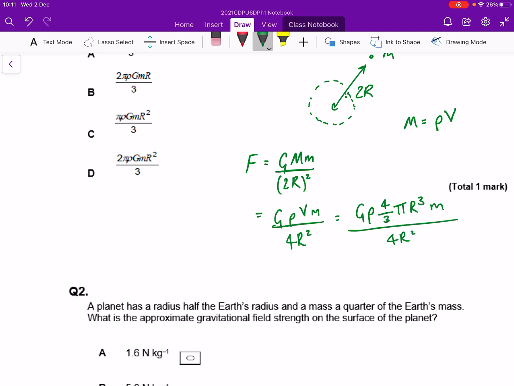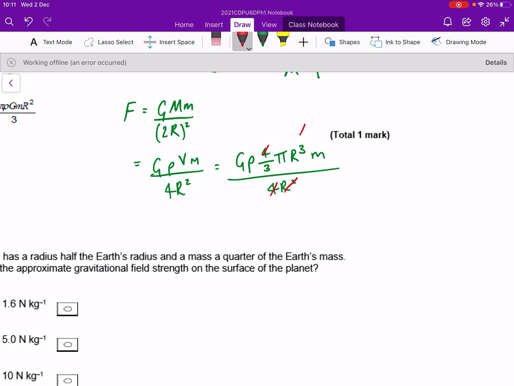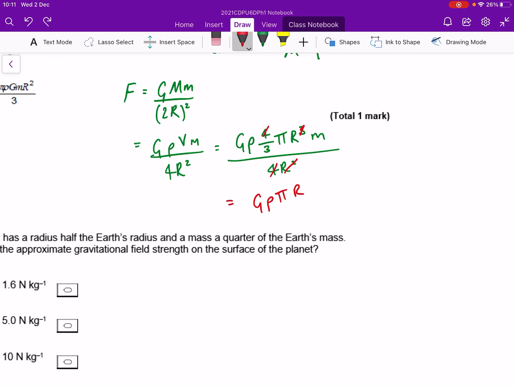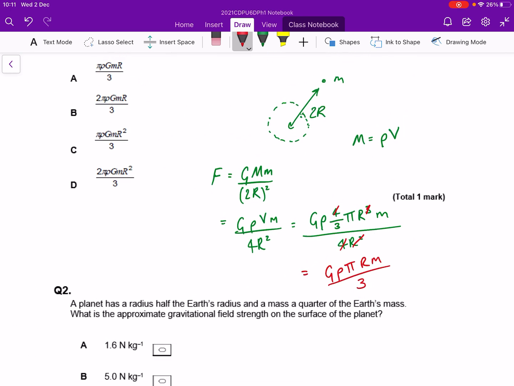Okay, so now we just need to tidy this up a little bit. We can cancel some stuff out. We can cancel that 4 and that 4. We can cancel the r squared with 2 of those. And then that's basically going to be our final expression, isn't it? So it's going to be G rho pi r m over 3. So which one of those makes sense? The first one, isn't it? That is going to be A. So yeah, A is our correct answer for this one.